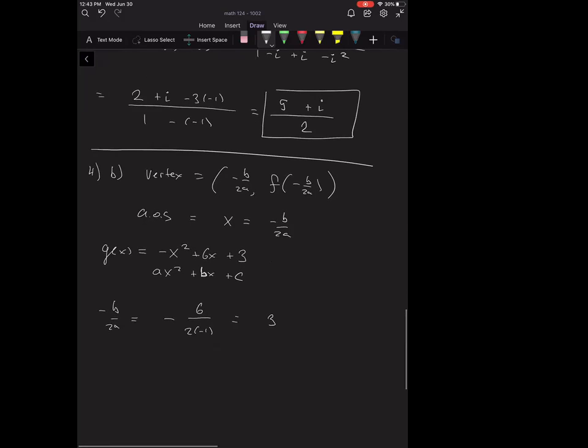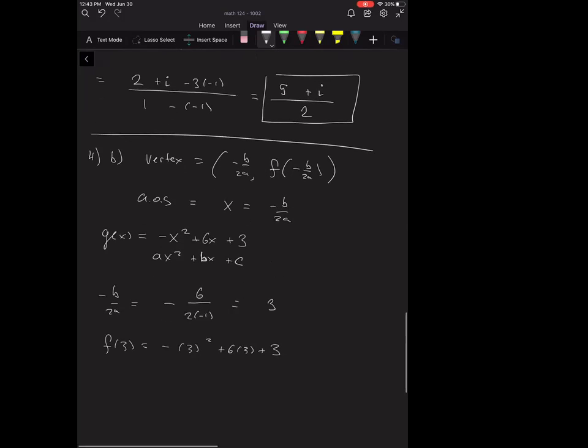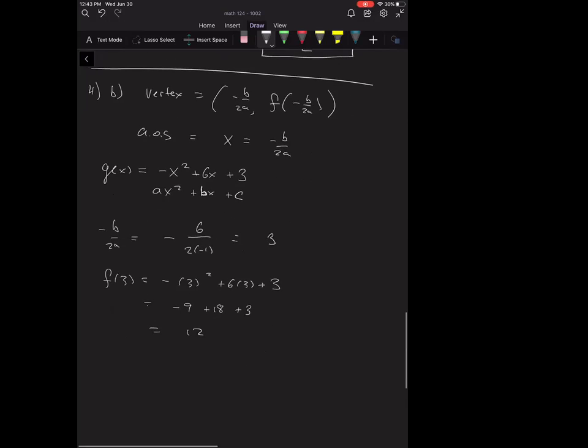Now let's plug that into g, because we need to find negative b over 2a and f of negative b over 2a. If we plug 3 in, we get minus 3 squared plus 6 times 3 plus 3, which is minus 9 plus 18 plus 3, which is equal to 12. So our vertex is equal to, we had negative b over 2a, that was 3, and then f of negative b over 2a, when we plug that in, we got 12. So our vertex is the point (3, 12).